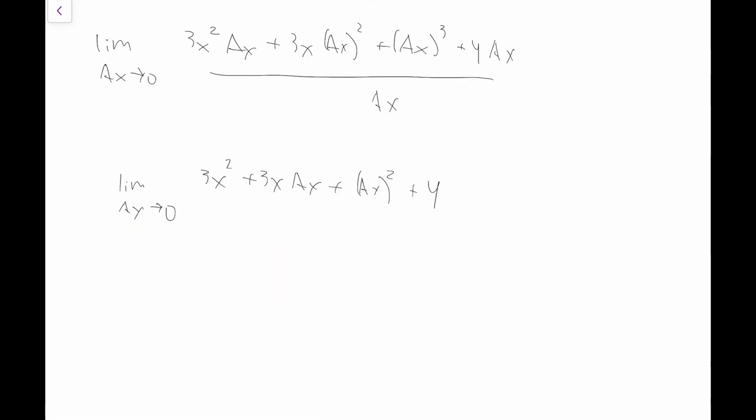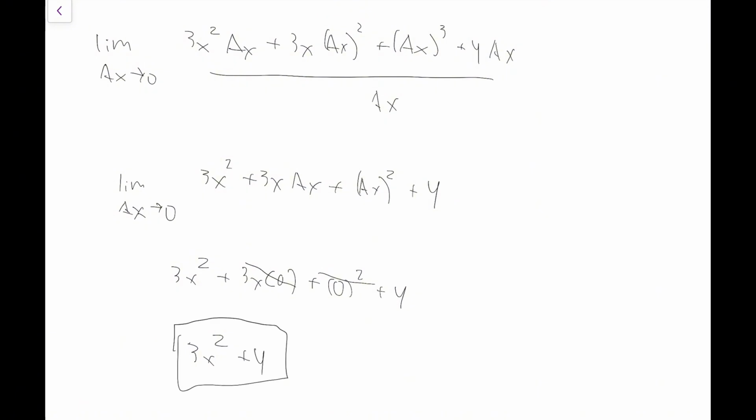So now we can plug in 0 for delta x, and that'll look like 3x squared plus 3x times 0 plus 0 squared plus 4. So this will become 0 and cancel out. So then we're left with 3x squared plus 4. And that would be our derivative for that equation.